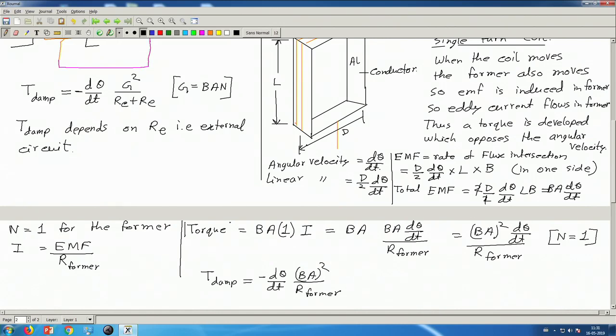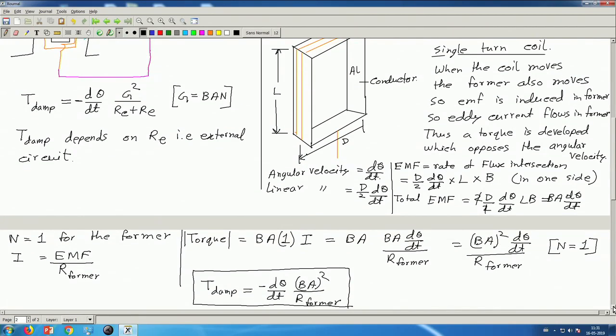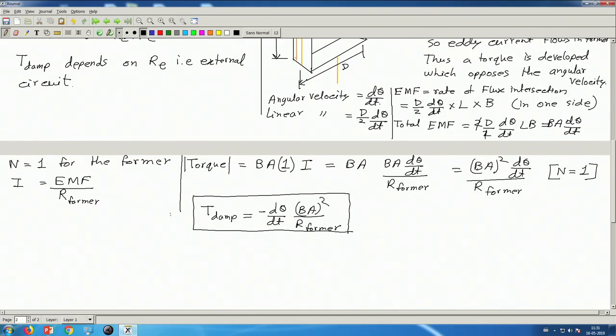We did not consider this sign in this line of the derivation, but now using the Fleming's left hand and right hand rules, we can find the direction and we can show once again that this direction will be opposite to the direction of the velocity. And I request all of you to kindly do this small exercise, apply Fleming's right hand rule first to find the direction of EMF and then apply Fleming's left hand rule to find the direction of the torque. Do this exercise, it will be fun. Okay. So, that is the damping torque.